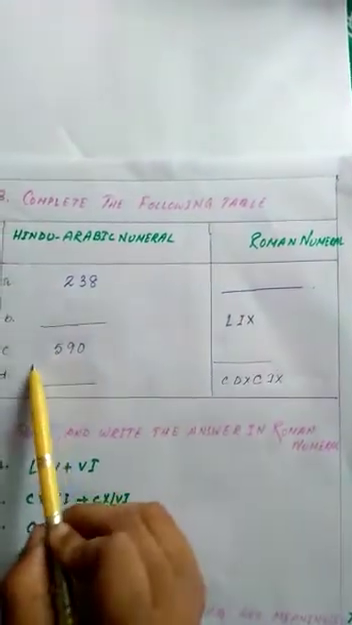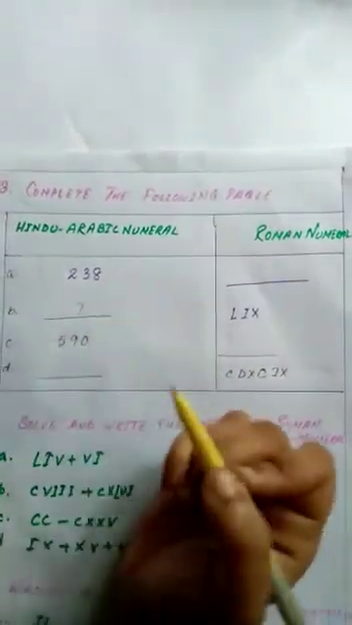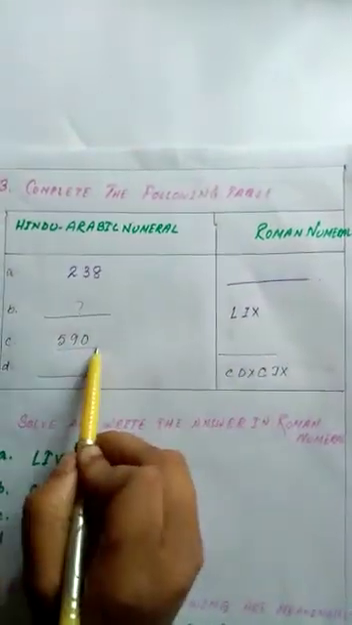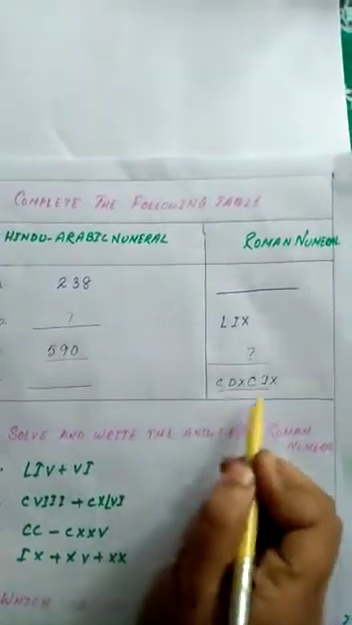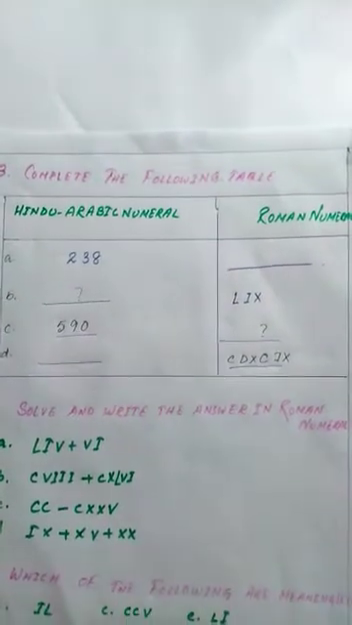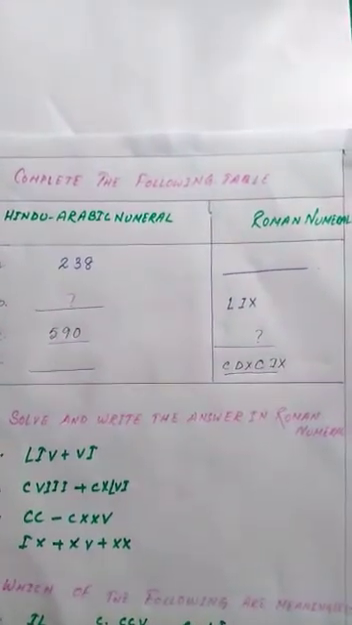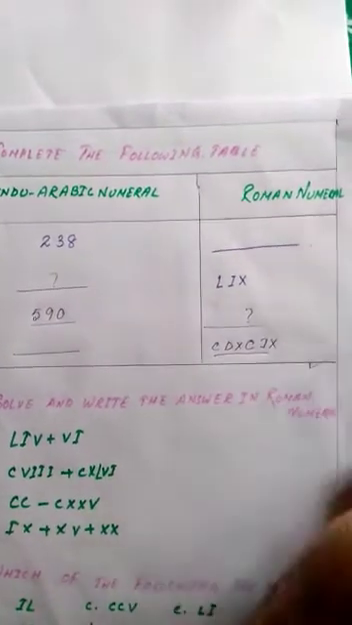And in B, Roman numerals are given, here you have to write the Hindu Arabic number, and in this one Hindu Arabic is given, you have to write the Roman numeral. This one Roman numeral is given, you have to write the Hindu Arabic. I'm not going to explain how to write it because you already know the rules for forming them. So this can be done by you.